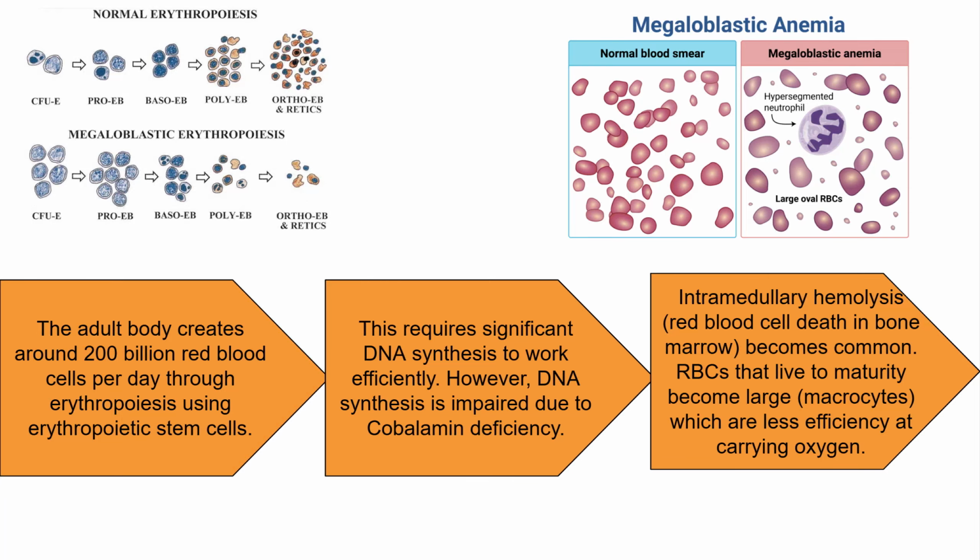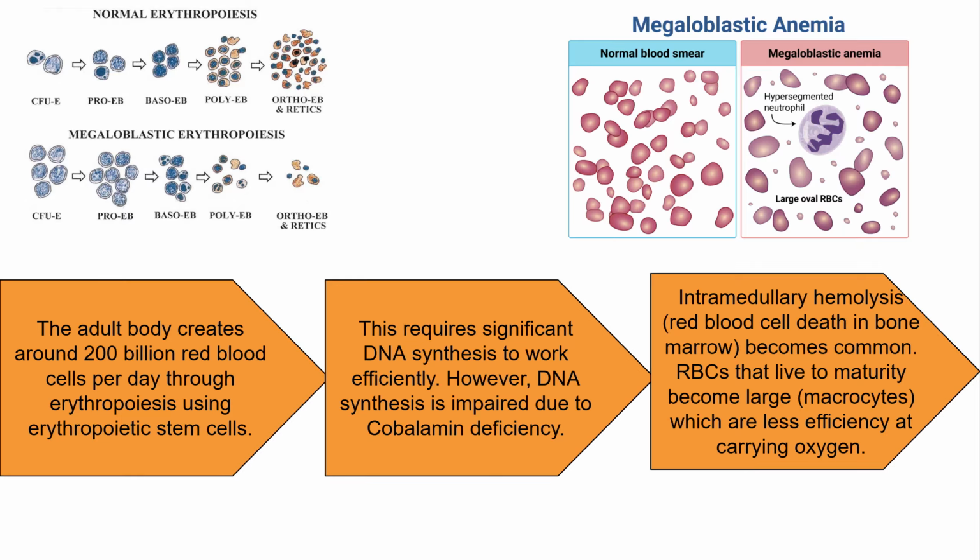It's blood. The adult body creates around 200 billion red blood cells per day through erythropoiesis using erythropoietic stem cells. Even though mature red blood cells don't have DNA anymore because they eject their nucleus before entering circulation, it still requires a lot of DNA synthesis to manufacture so many of these guys.